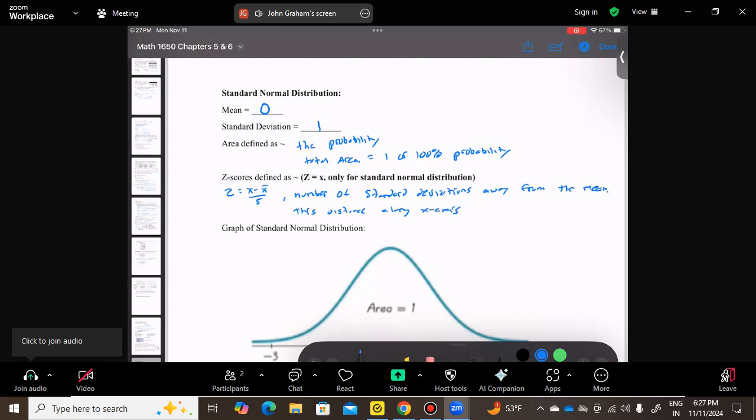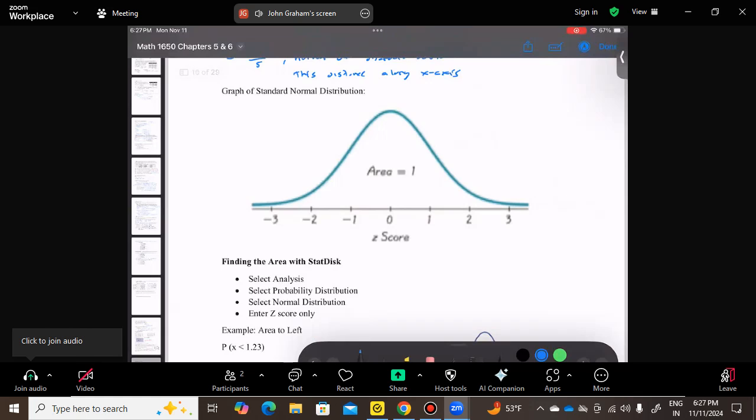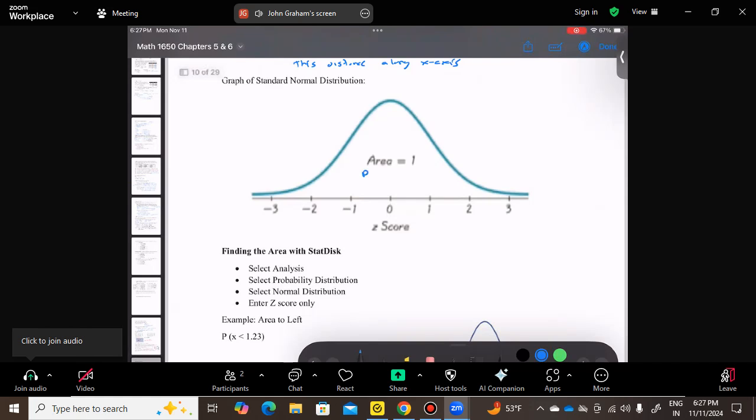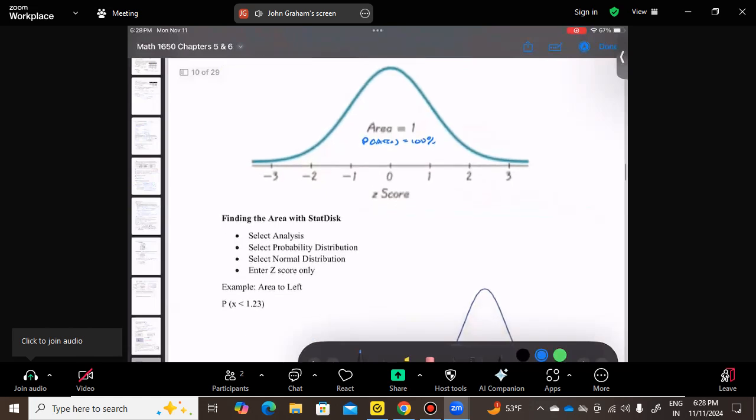So a graph is going to have a bell curve. The z-score is going to be on the horizontal. Area under this is equal to 1. And the probability, we can say this too, put this way, probability of area is equal to 100%. We want to know, though, what is the probability of, let's say, x less than 1.23. We'll look at this line, and we'll look at this area less than that.